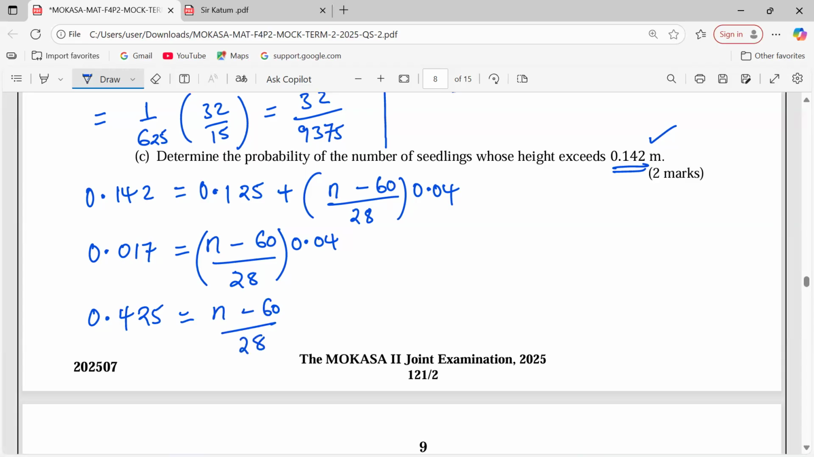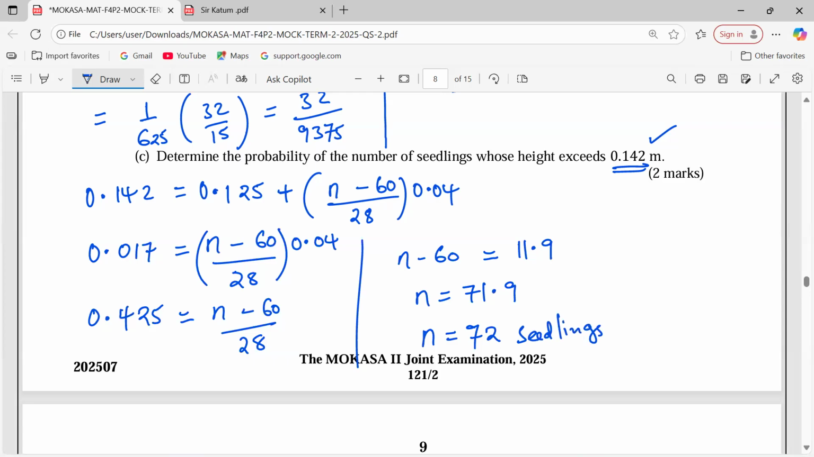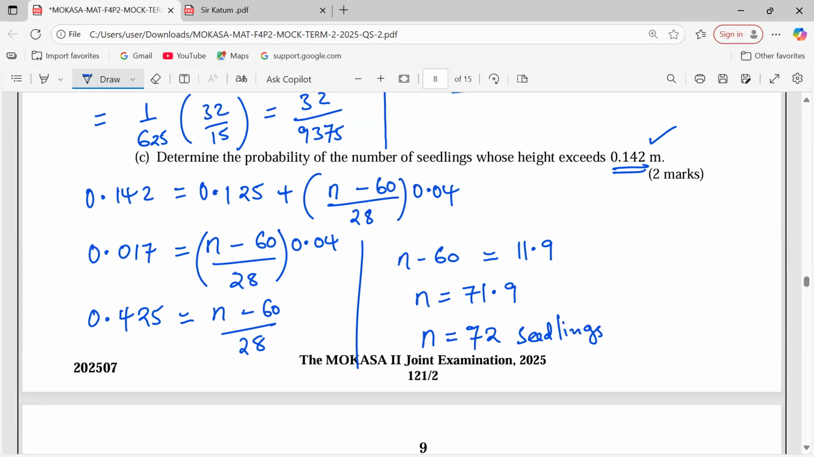We can also multiply by 28 on both sides, so that we have n minus 60 equals, when we multiply this by 28, 11.9. So n equals 71.9, which approximately means 72. 72 seedlings. These are the seedlings which are between 0 and 0.142.